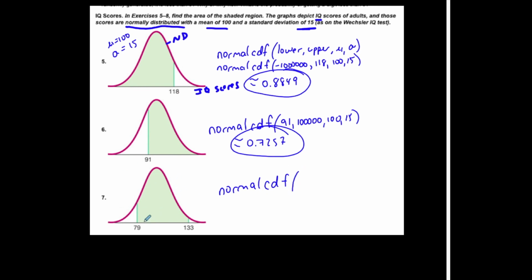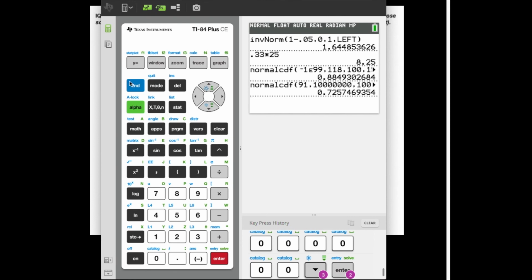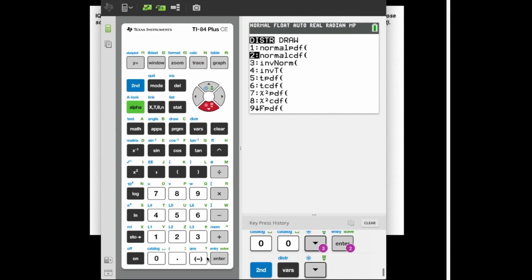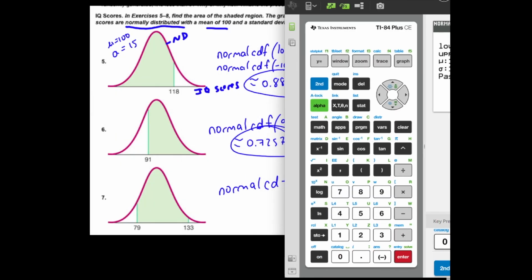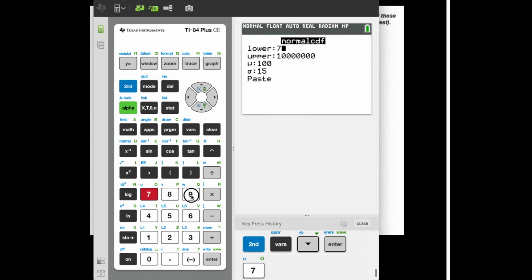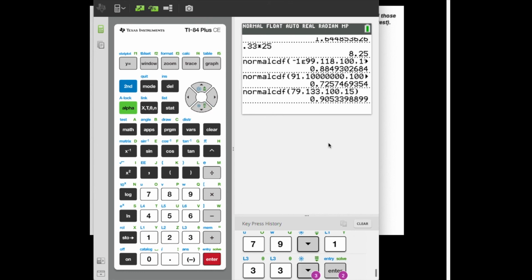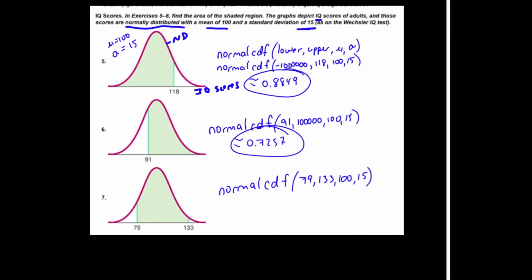Here, again, I want area in between two IQ scores. That's easy. My lower bound is directly given. My upper bound is directly given. My mean is 100 for this case. My standard deviation is 15. So when you're given area between two values, that's easy. You're given everything. Lower bound was 79. Upper bound was 133. Mean was 100. Standard deviation was 15. 0.9053. So approximately 0.9053.